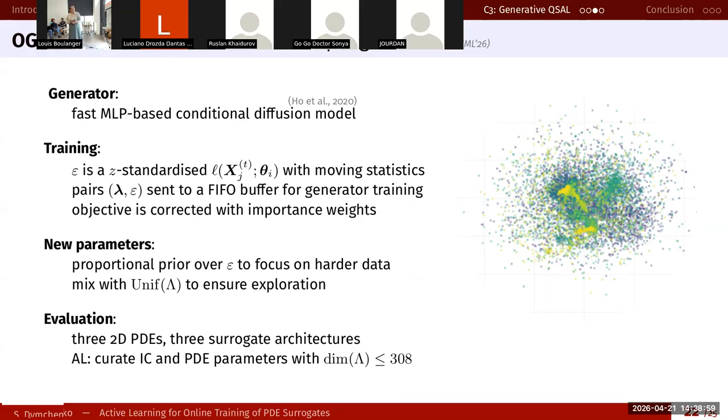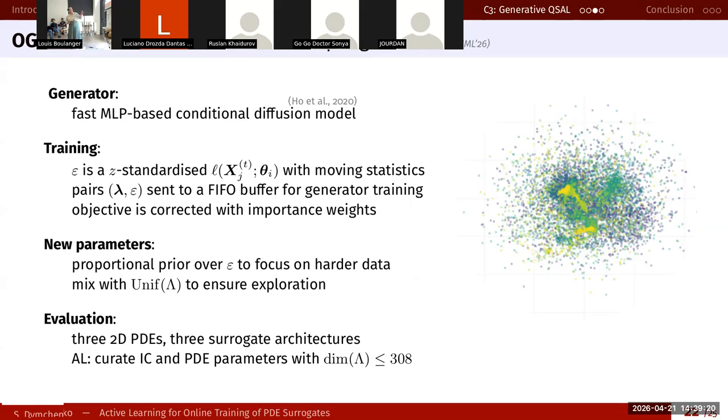We evaluated this method on an extensive benchmark. There are 3 two-dimensional PDEs of higher resolution, and there are 3 different surrogate architectures, which are having different backbone and different size of it also.